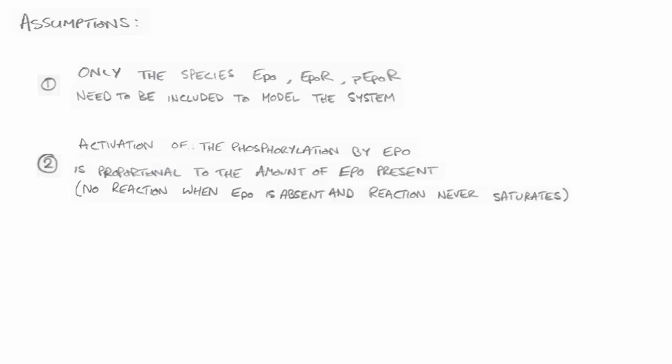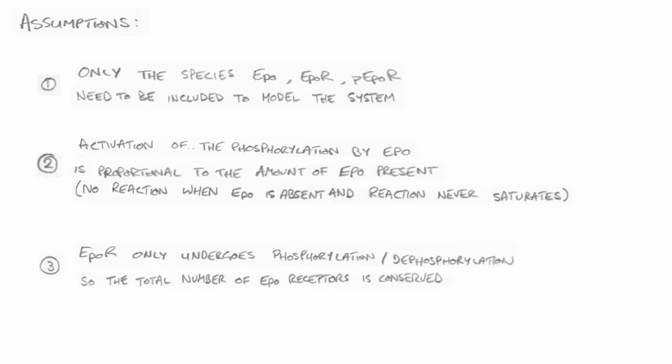Secondly, we've modeled the activation as a sort of proportional relationship. So that means in our model, when EPO is absent, there would be no phosphorylation reaction, and that phosphorylation reaction never saturates, it never reaches a maximum rate. So as you increase the amount of EPO, you're assuming that the reaction would always increase. Or that's built into our model.